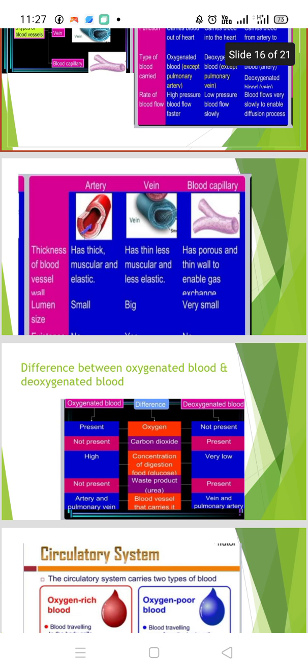Artery has a thick, muscular and elastic wall. Vein has a thin wall. Blood capillaries are porous and have a thin wall, enabling gas exchange, and are very small.